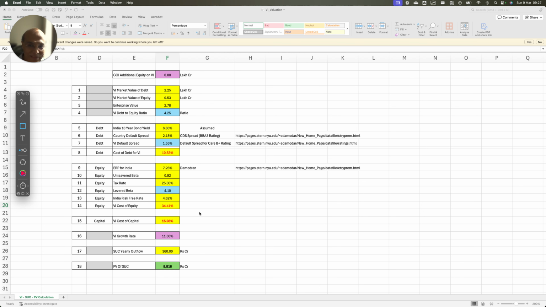I told you, look at these numbers right in front of you. These are actually, you can say, optimistic numbers as regards the debt that Vodafone Idea carries, right? Now, what is cost of capital? It is a weighted average, right? The weighted average of this number and this number, depending upon the market value of debt and equity, which comes out to be 15.08%.